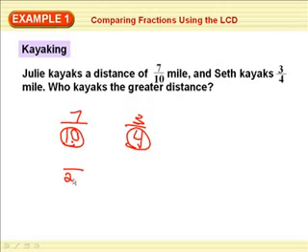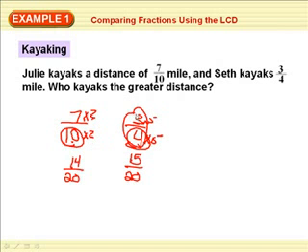And I'm thinking 20. How many of you agree with me that 10 goes into 20 2 times? So you multiply that bottom times 2 to get that, and whatever you do to the bottom of a fraction, you do the same thing to the top. Here you'd go 4 times 5, the top times 5, so that would be 15. And look at that, 3/4 is just a smidge bigger than 7/10, by just 1/20th. So who kayaks the greater distance? It is Seth.